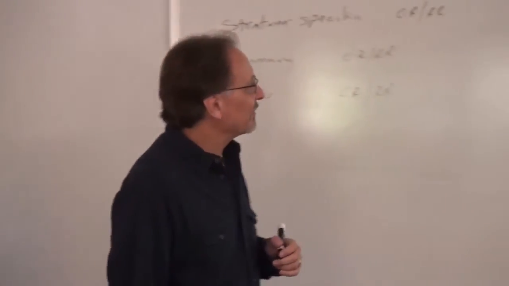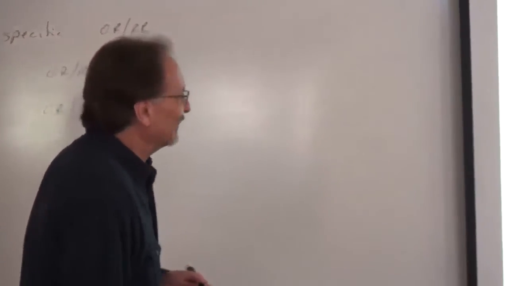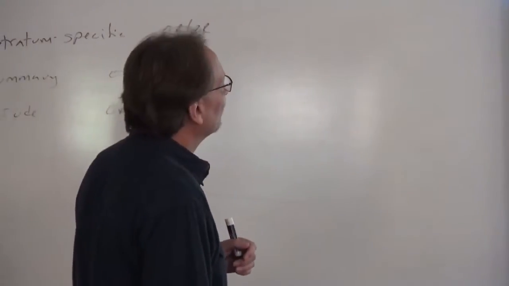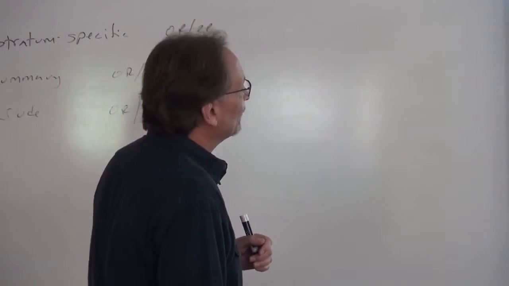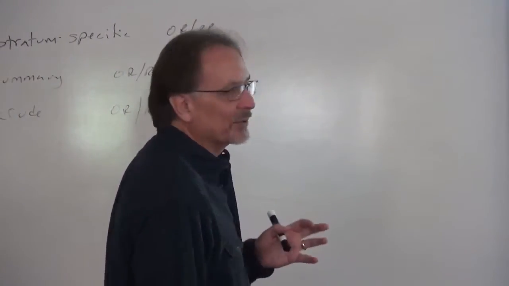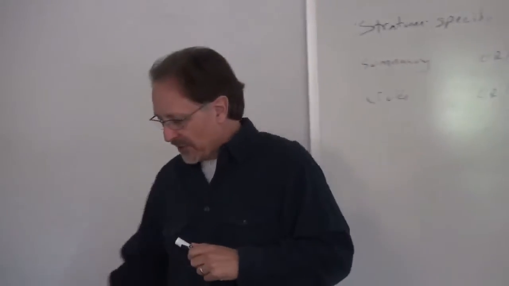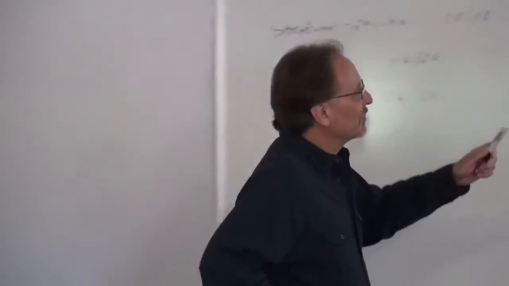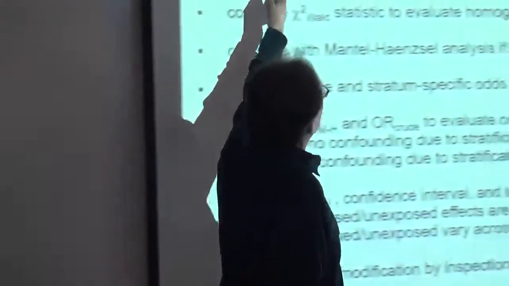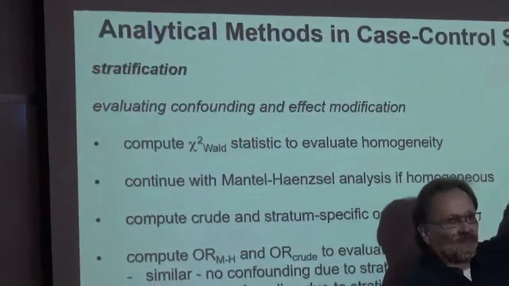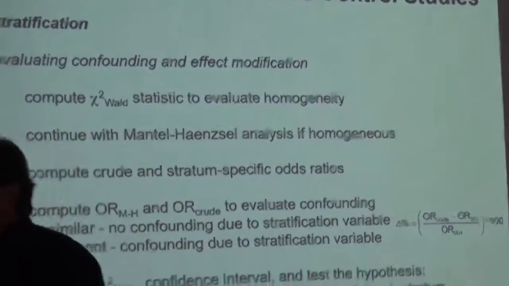So this is a flow chart of what to do. I'll go through it briefly, but the example is going to make a lot more sense. What we're talking about now is case control studies specifically. Look at the title here, case control studies specifically. So that means we'll be talking about an odds ratio.